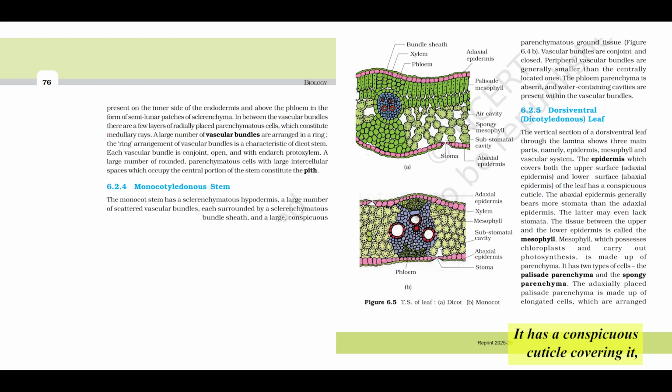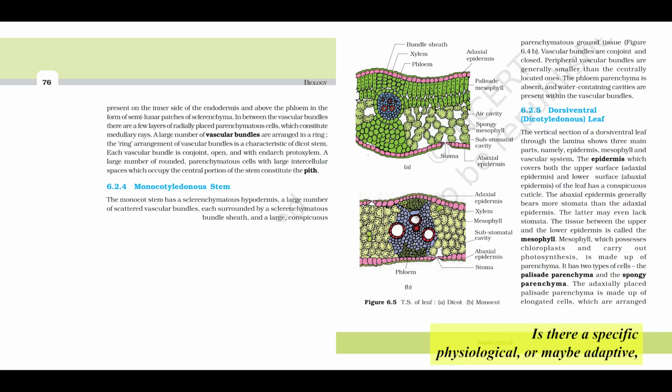It has a conspicuous cuticle covering it, that waxy layer that's crucial for minimizing water loss through transpiration. Now, regarding stomata distribution, this is a very important identifying feature for dorsiventral leaves. The abaxial epidermis, the lower surface, generally bears significantly more stomata than the adaxial epidermis, the upper surface. In fact, the adaxial upper surface in many dicots may even completely lack stomata altogether.